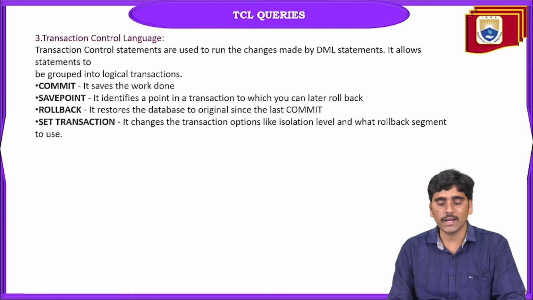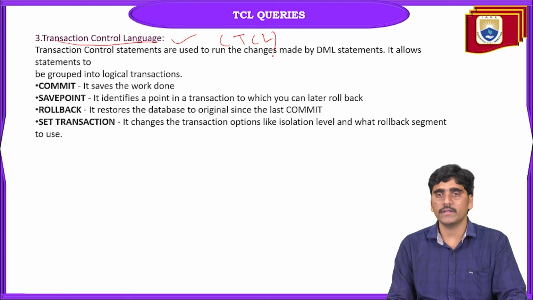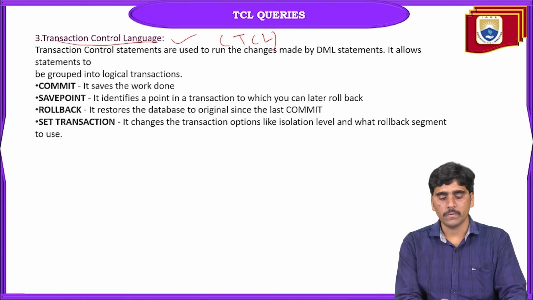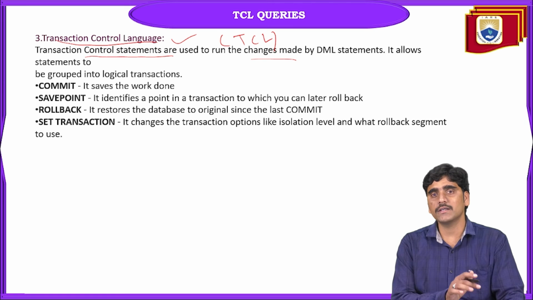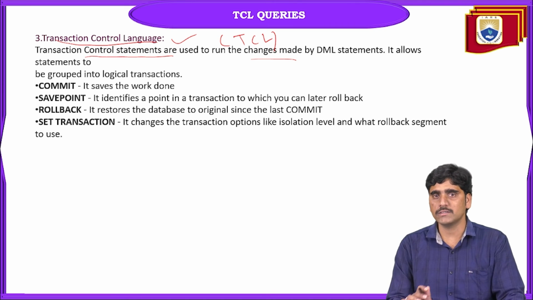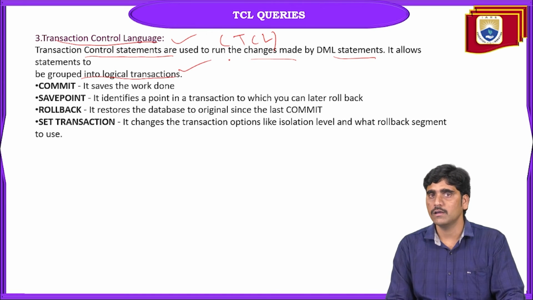And the next one is the Transaction Control Language, also called TCL. Transaction control statements are used to manage the changes made by DML statements. Whatever the DML statements have done, I may want to commit them, roll them back, or apply a savepoint to them. You can follow DML statements with TCL commands, and it allows the statements to be grouped into logical transactions.